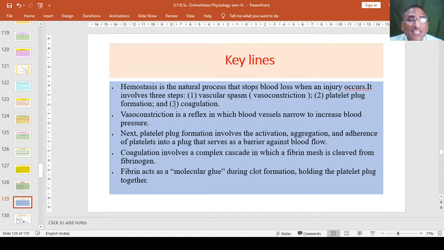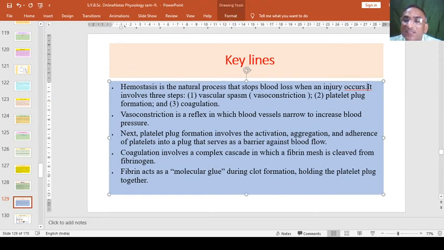What are the key lines? What are the basics of hemostasis? Hemostasis is the natural process that stops the blood loss when an injury occurs to the body. It involves three steps: vascular spasm, we will repeat this word.